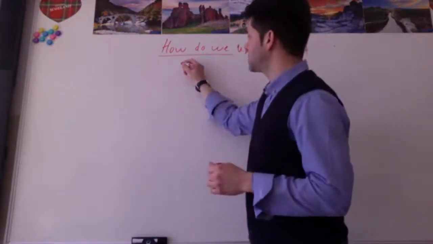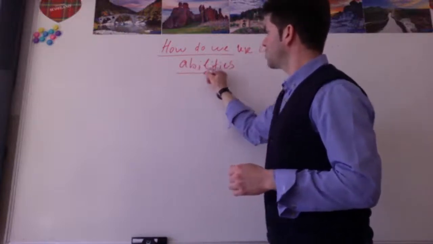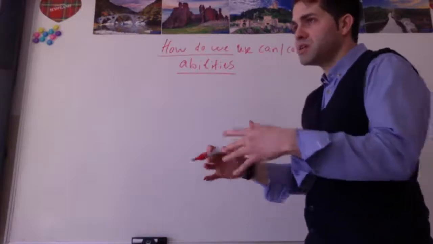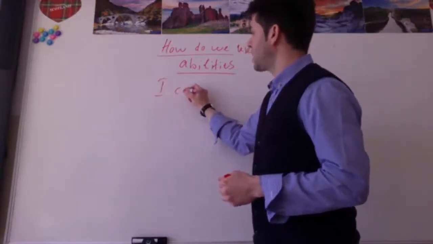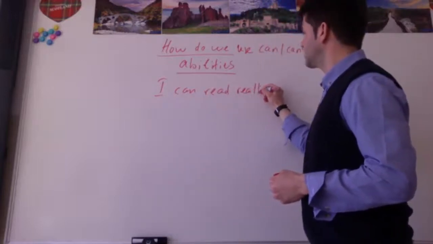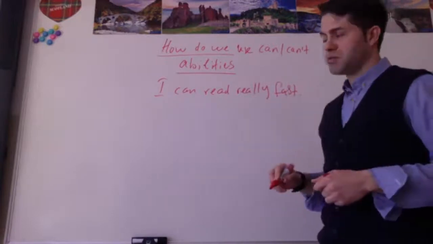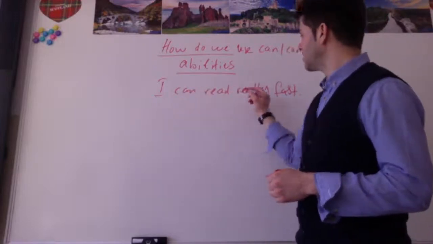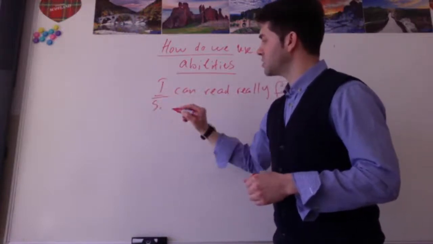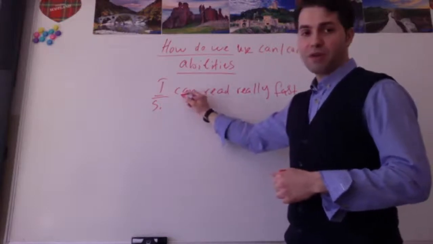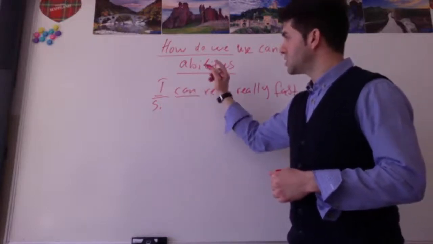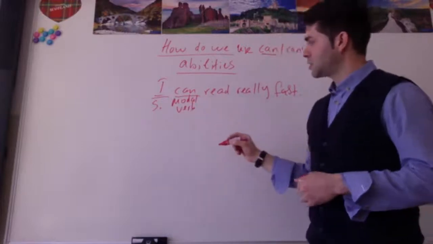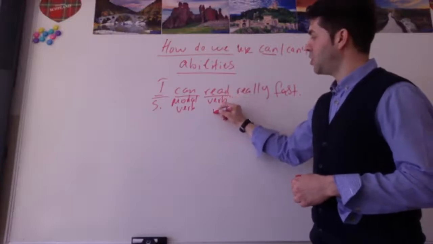Can is used for abilities. So what is ability? Ability is something that you can easily manage to do, something that you can really do easily. So if you say, for instance, I can read really fast. I know that maybe it's easy now, but it will get more complex a little bit later on. So I can read really fast. Here we have the subject, подлога, вършител на действието. Then we have can, which is the modal verb, модален глагол. And then we have the verb always in infinitive.